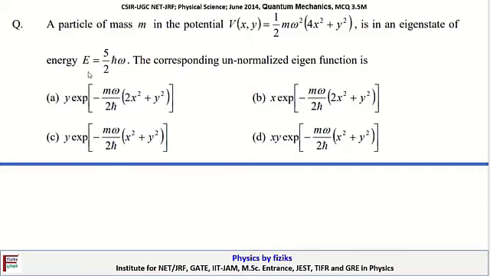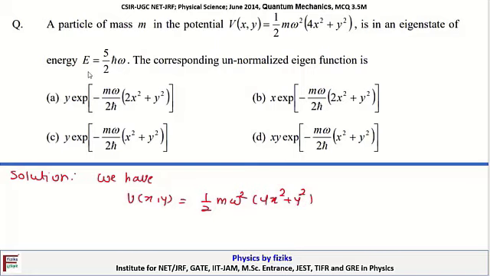A particle of mass m in a potential V of x y equals half m omega square into 4x square plus y square is in an eigenstate of energy 5 by 2 h cross omega. The corresponding unnormalized eigenfunction of the system is, we have to determine. Solution. We have V of xy equals 1 by 2 m omega square into 4x square plus y square, and energy of the particle is 5 by 2 h cross omega.